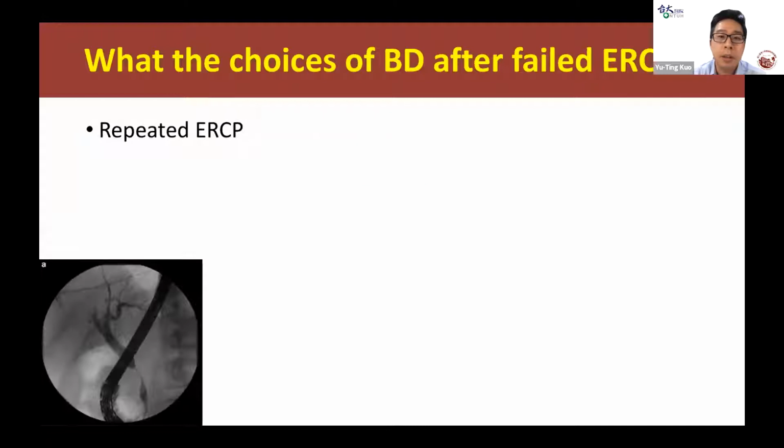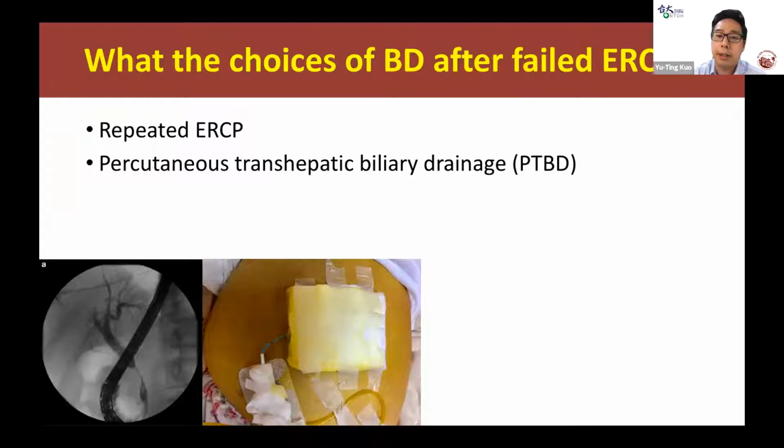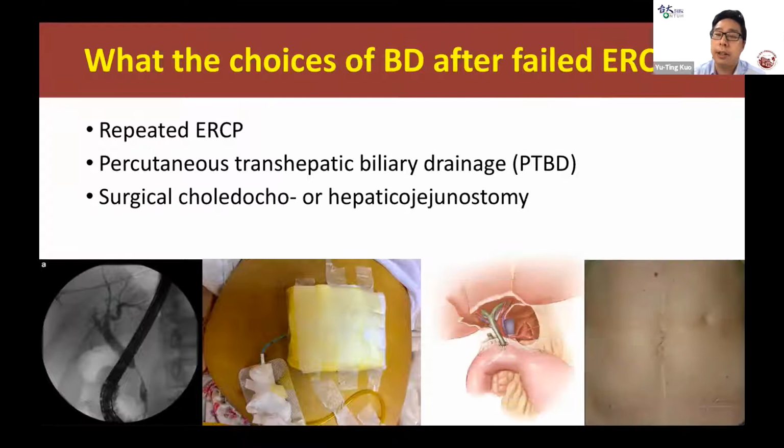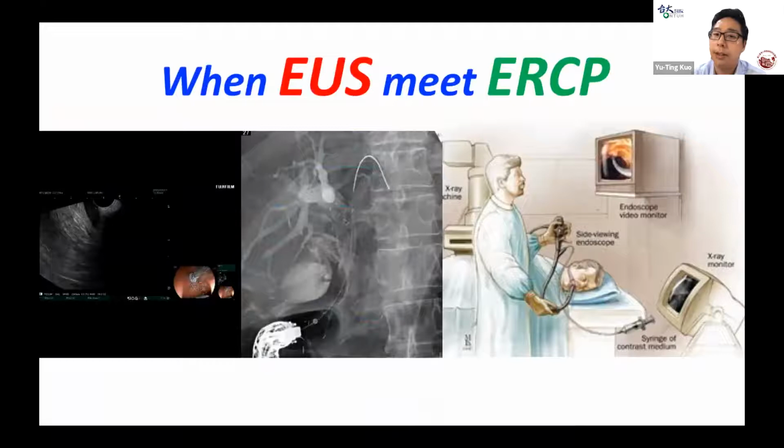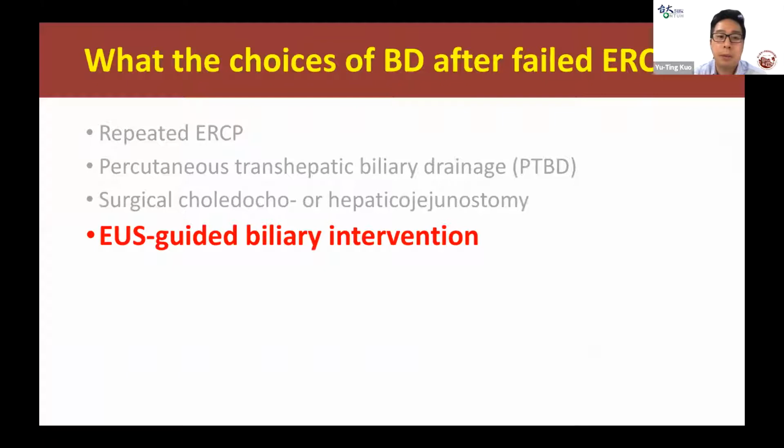In that case, maybe we can choose a repeat ERCP, but I think it will also fail. Another option is the percutaneous route. In usual clinical practice we use it, but you will totally agree it decreases the quality of life of the patient, especially in terminal or malignant patients. Another option is surgery, but up to now not many patients choose this modality. So now we use EUS combined with ERCP, so we can solve these kinds of problems. This we call EUS-guided biliary intervention.